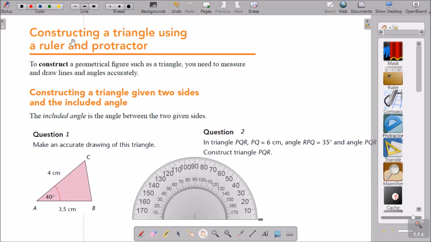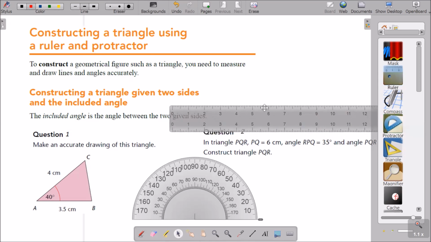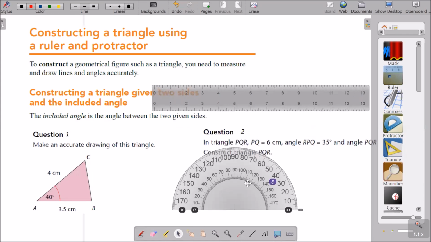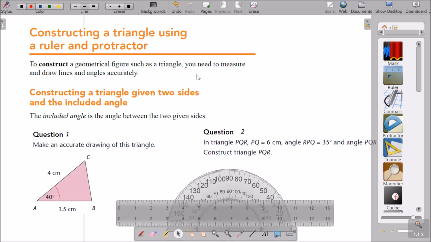Okay, we move on. Constructing a triangle using a ruler and a protractor. So we need a ruler and a protractor. These are the things we will use. What you need to do is to measure and draw lines and angles accurately. The included angle is the angle between two given sides. So if you have, let's say, this side and that side, and this angle is included because it is between the two sides.